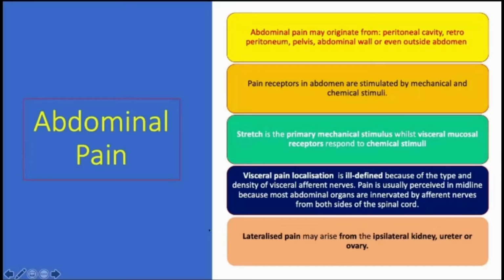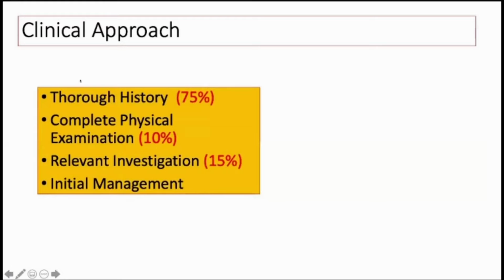Lateralized pain may arise from the ipsilateral kidney, ureter, or ovary. This is quite straightforward. For example, if we do a renal punch test examination on our patient, that will tell us exactly which kidney is involved. So that would be a quite straightforward way of diagnosing the condition.